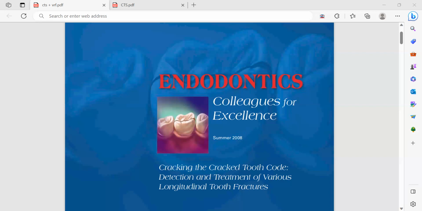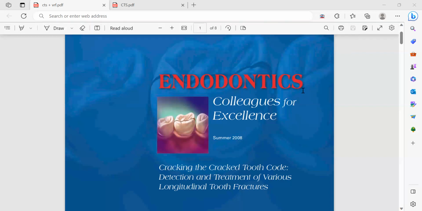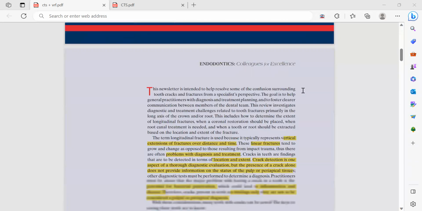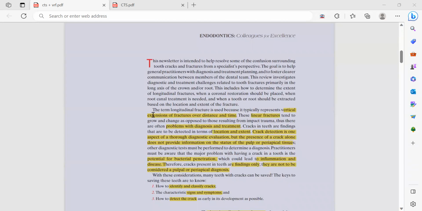And along with this topic, I do recommend reading Cracked case from the Ordell, that is case number 11. Okay. All right. So with this topic, we will start from here. The term longitudinal, maybe we should start from here.